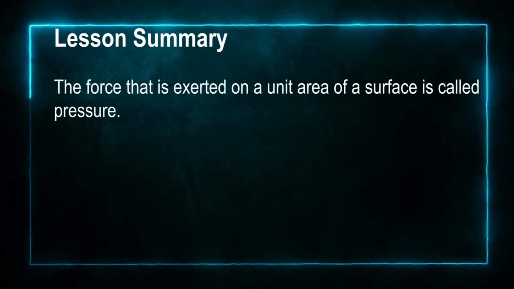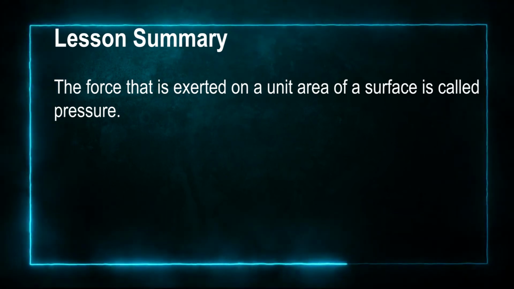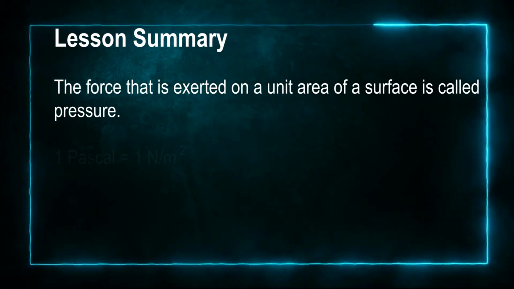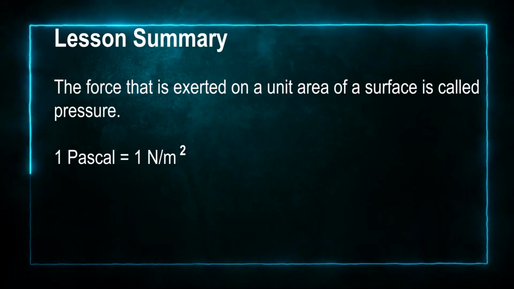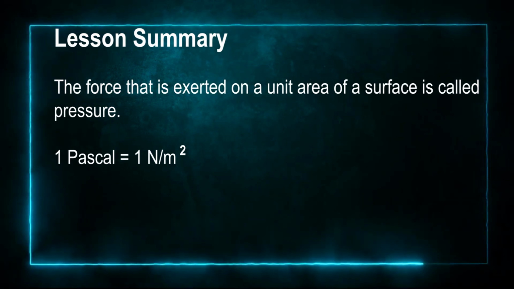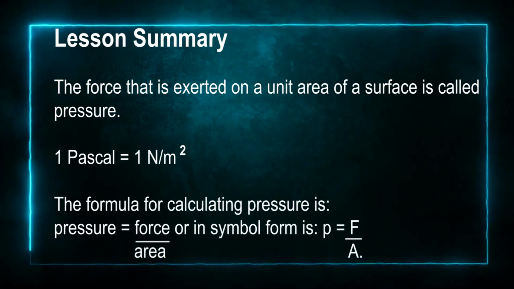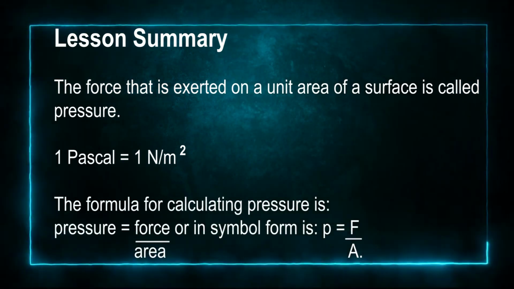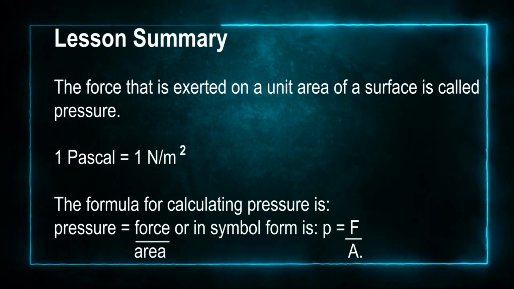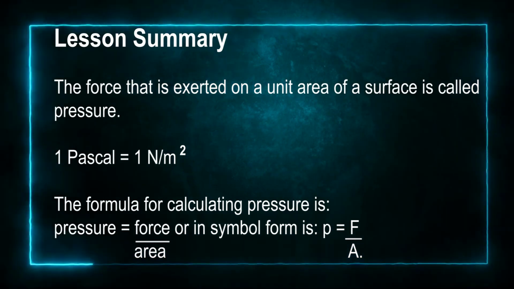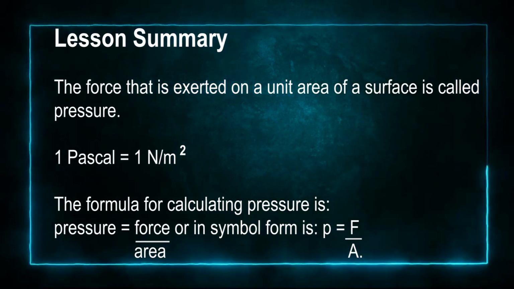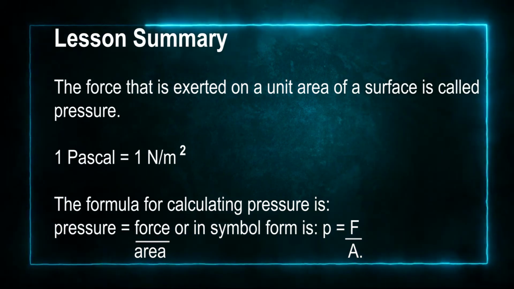The force that is exerted on a unit area of a surface is called pressure. 1 Pascal is equal to 1 Newton per square meter. The formula for calculating pressure is force divided by area, or in symbol form, P is equal to F divided by A.